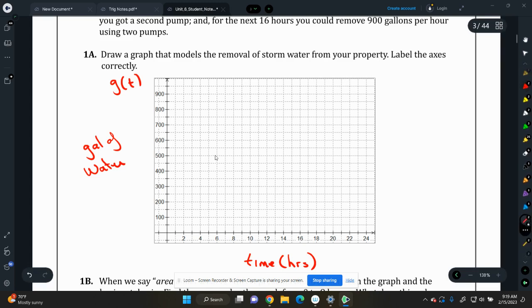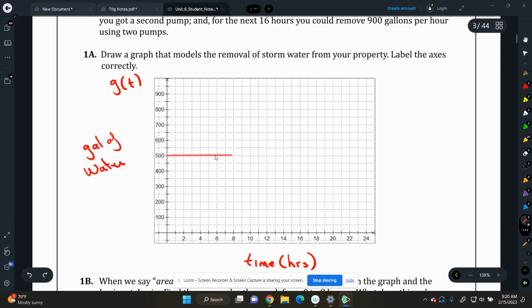Okay. All right. So for the first 8 hours, we're removing 500 gallons per hour. How would I graph that? Caitlin: From the origin, you go up, and once it hits 1, you're at the 500 mark, and then it'd be constant to 8. So we're going to go up to 500 here, you mean? Yeah. So we have a horizontal line, right?